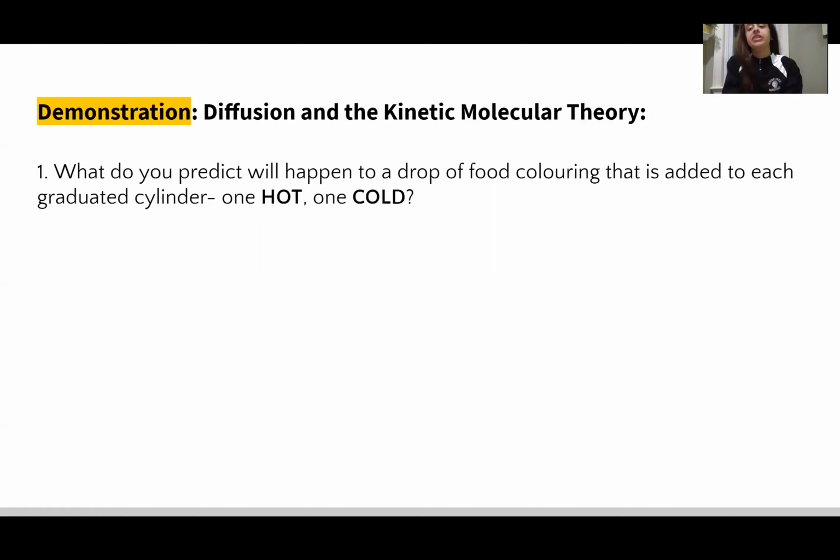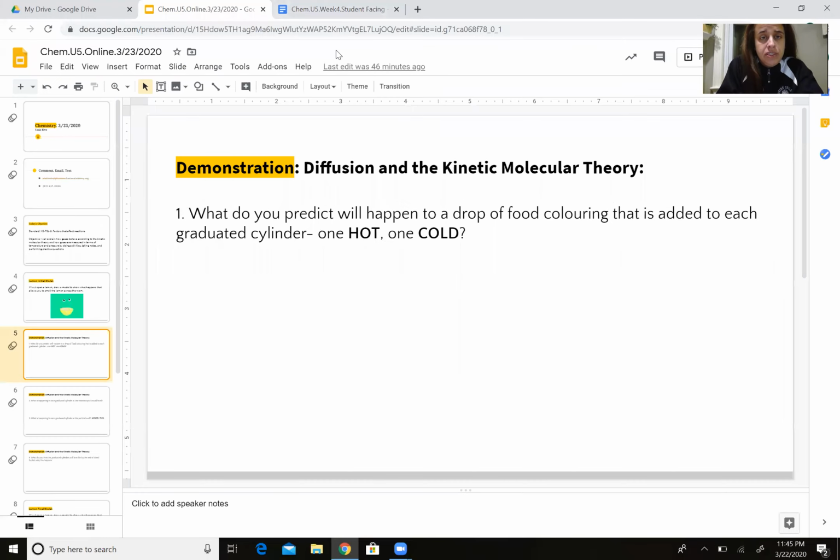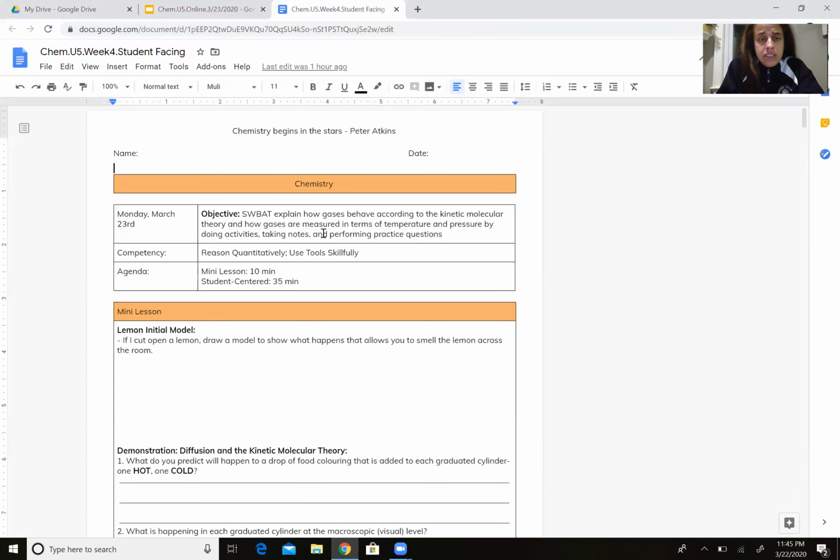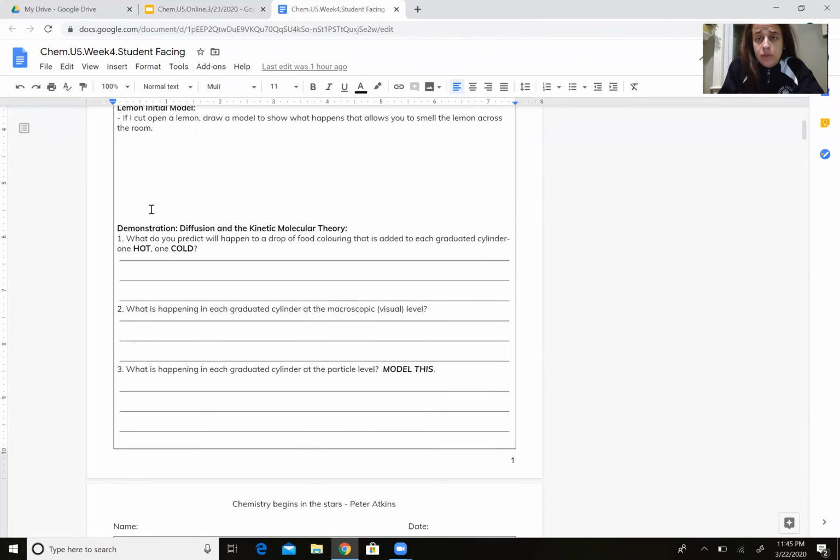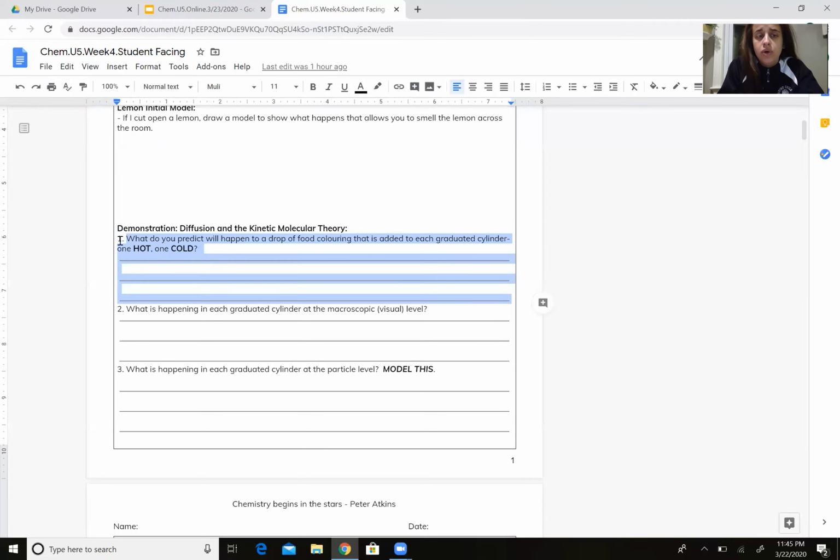So predict first. Take a minute, pause the video here for number 1 on page 1 of your packet. I can show you guys where you need to be. We already did our lemon model, so we have 1, 2, 3 questions over here. You can see where my mouse is pointing. So answer question 1. What do you predict? Pause the video right now so you guys can do that.